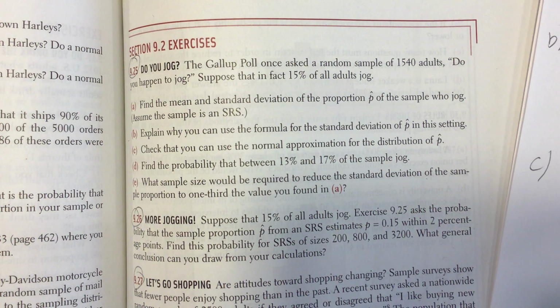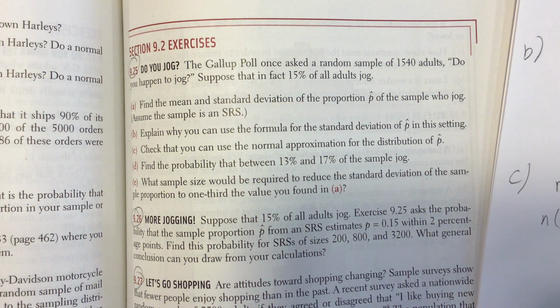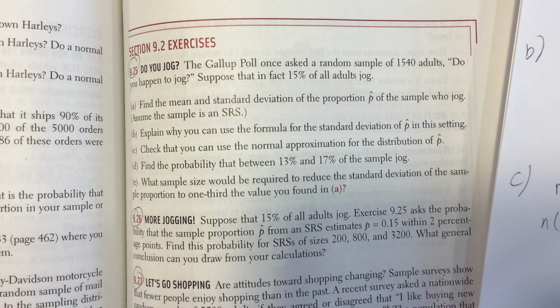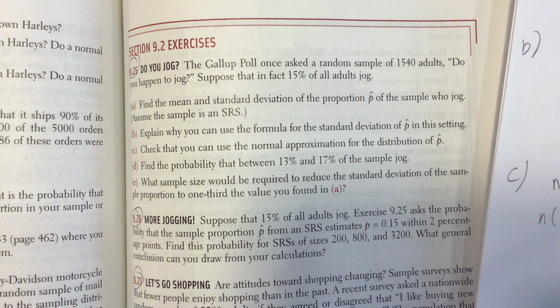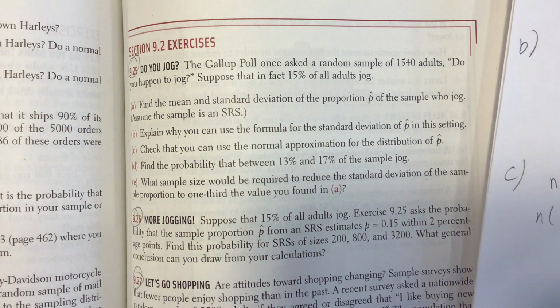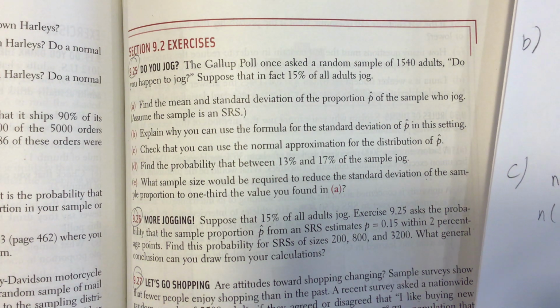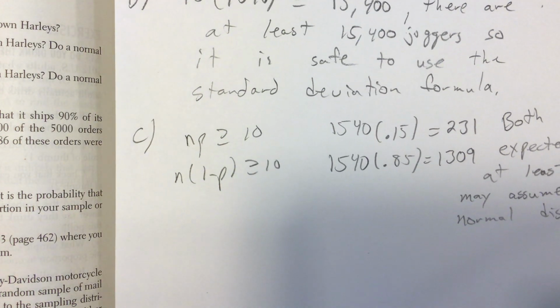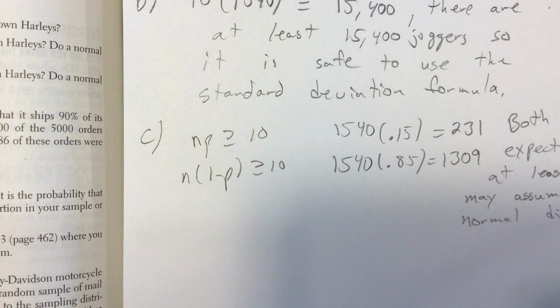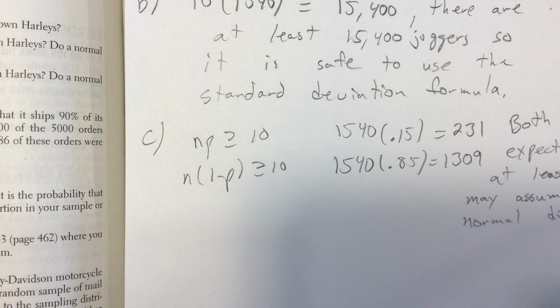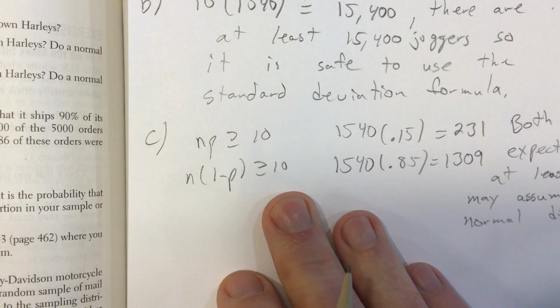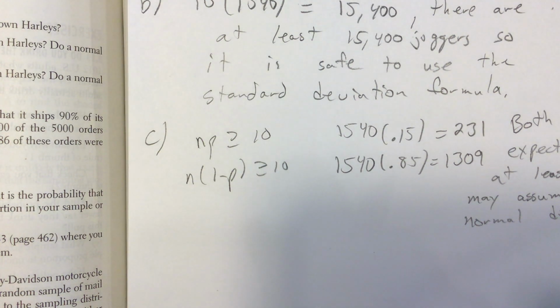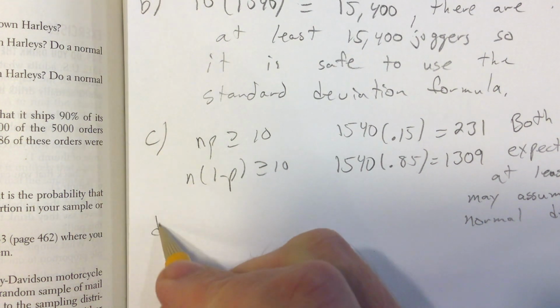All right, letter D, find the probability that between 13 and 17% of our sample jog. So now we're talking about the sample. We're not talking about the parameter, right? The parameter is 15%. So what we're going to do here is a center section problem using a normal distribution, because we just cleared that that would be safe to do. You could, of course, be more accurate and use a binomial distribution here, but like I said, the problem is leading you through to use the normal, because that's why they just asked question C, so that's why I'm going to do it with the normal.